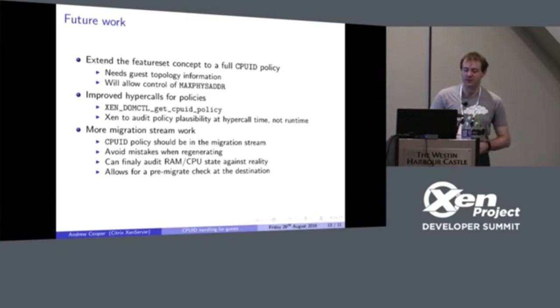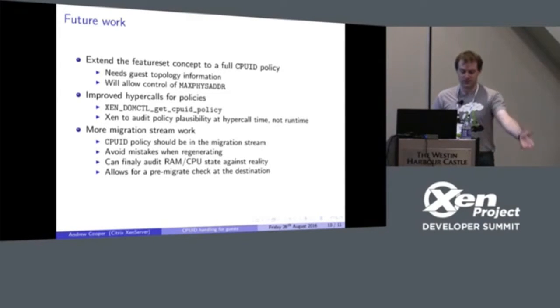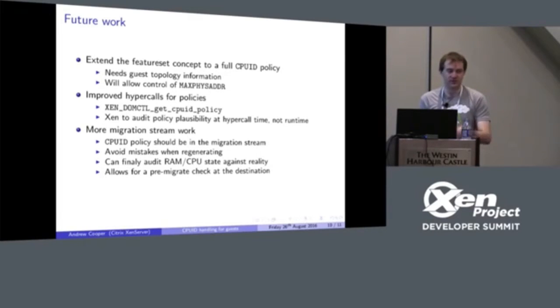At the time that the RAM and the CPU state is in the migrate stream, the tool stack hasn't even considered what it might do for the CPUID policy. So I'm looking to put the CPUID policy in the migration stream and at the head of it, so it's at the start, ahead of the RAM and the CPU, so at least you can audit that as it comes in correctly.